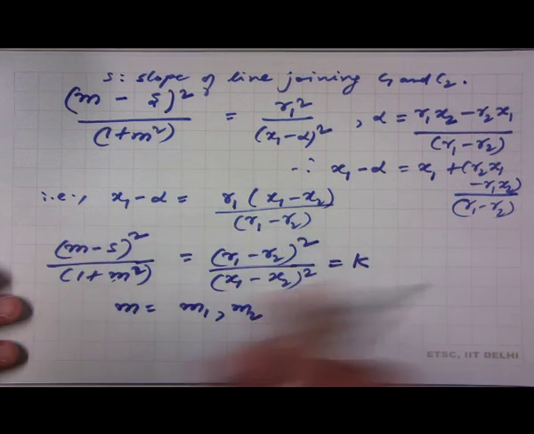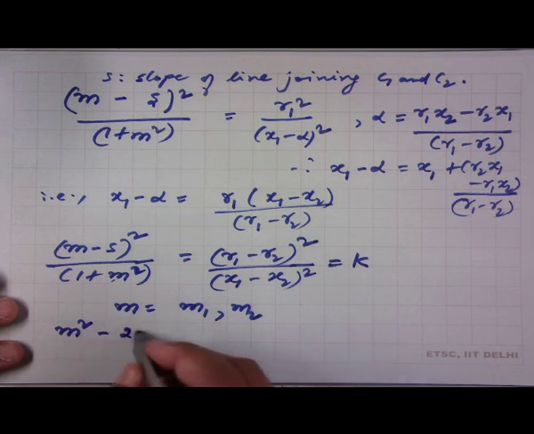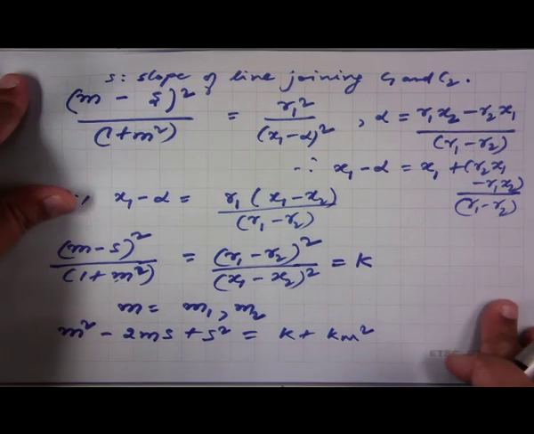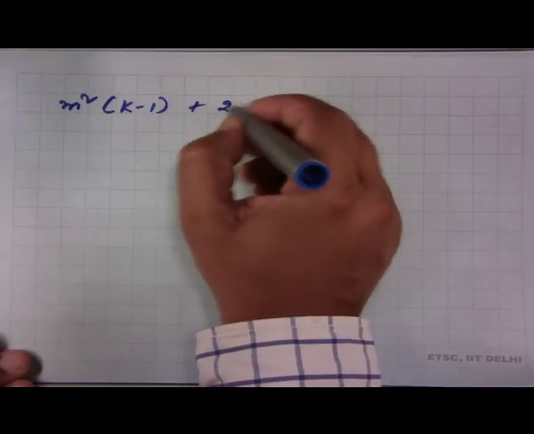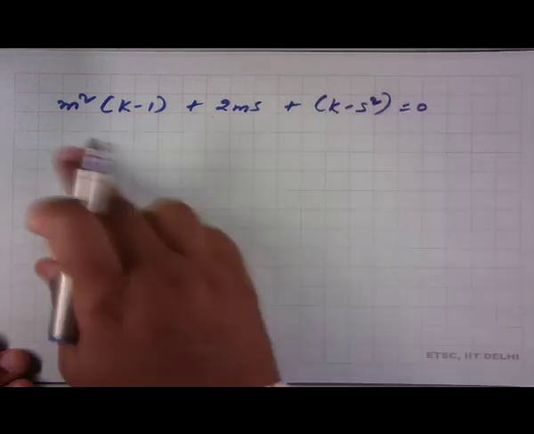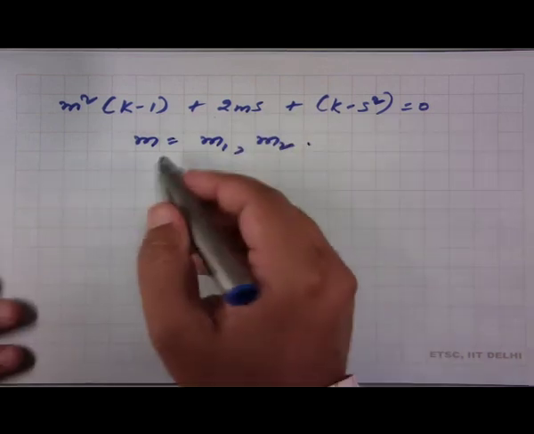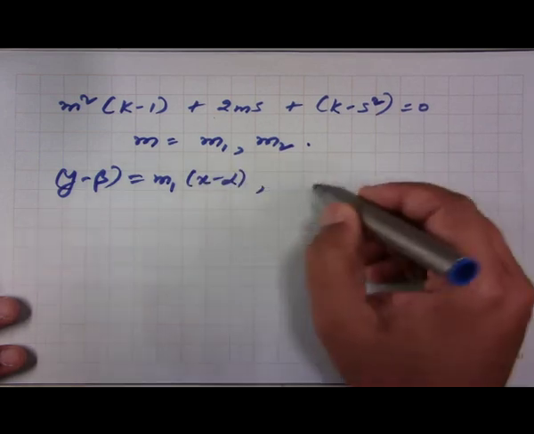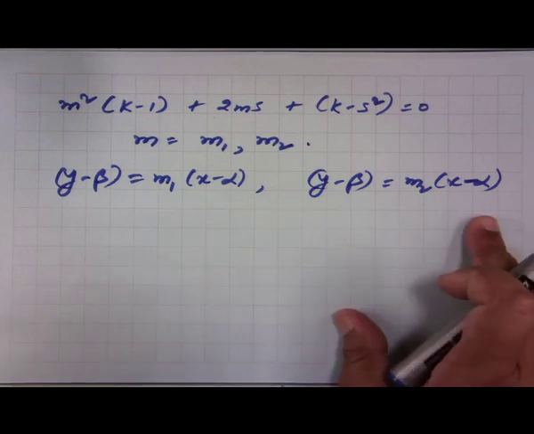So, we have m minus s whole square by 1 plus m square is k, and therefore m square minus 2 ms plus s square is k plus k m square, which can be further written as m square into k minus 1 plus 2 ms plus k minus s square equals 0. When we solve this quadratic equation in m, we get two solutions, m1 and m2, and correspondingly two straight line equations, y minus beta is equal to m1 into x minus alpha, and y minus beta is m2 into x minus alpha, and both of these are valid direct common tangents.